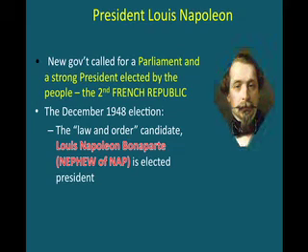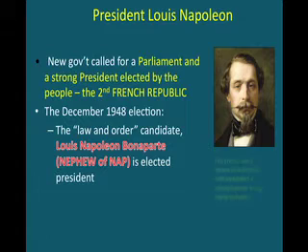So we find a president elected. This new government calls for a parliament and a strong president, and it's called the Second French Republic. The president is Louis Napoleon, who is called the Law and Order candidate. He is a nephew of Napoleon, and he's elected. Again, the French people were weary of the instability that the radicals had provided in their provisional government, and they welcomed this strong ruler to bring peace to France.